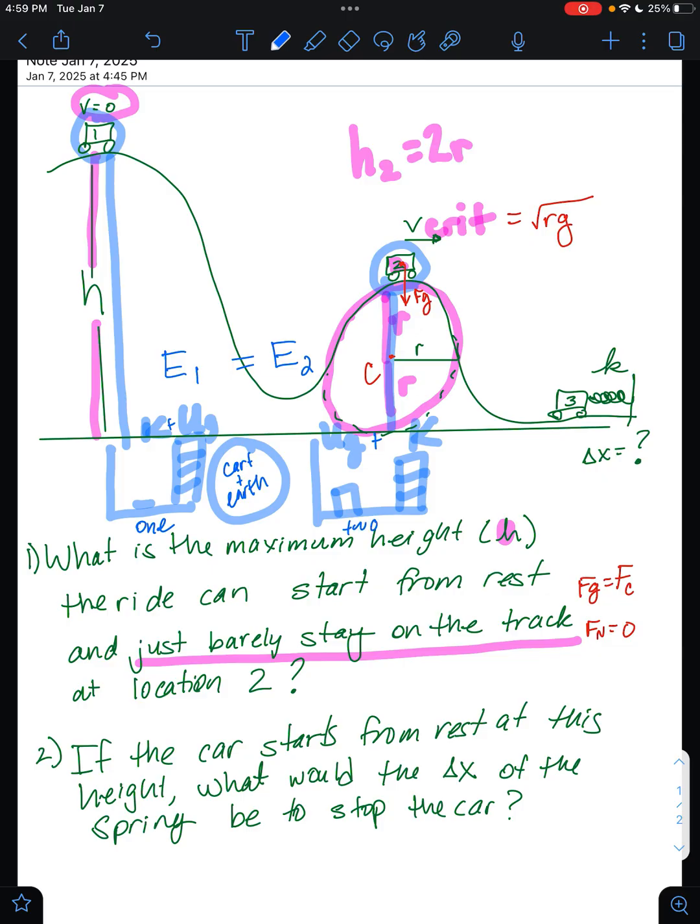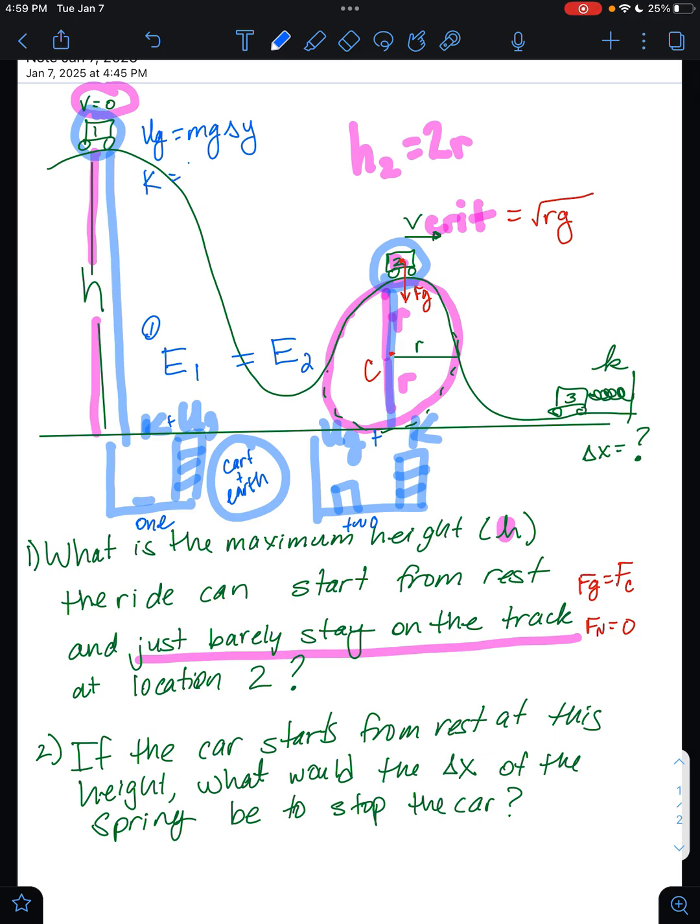So when I notice it's an energy problem, I recognize I can get a point for just saying energy at 1 equals energy at 2. And I can get points for just recognizing what types of energy. I can say, oh, there's gravitational energy. So I'm going to write the equation for that, mg delta y. There's kinetic energy. I'm going to write the equation for that, 1/2 mv squared.